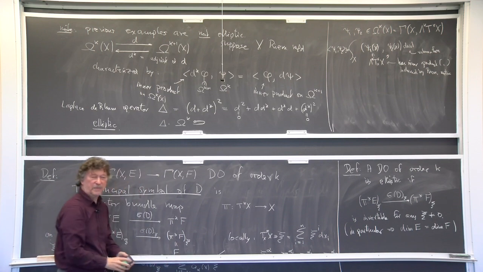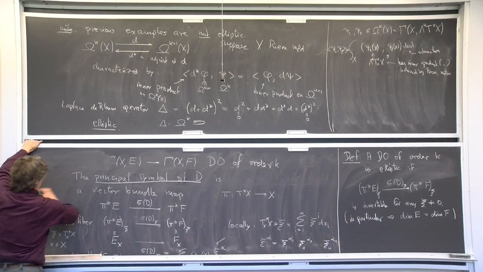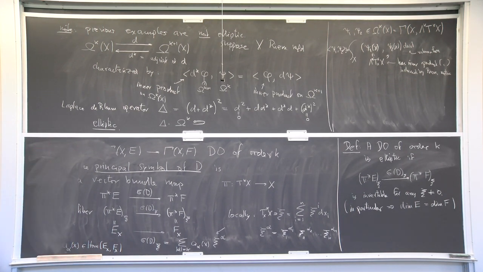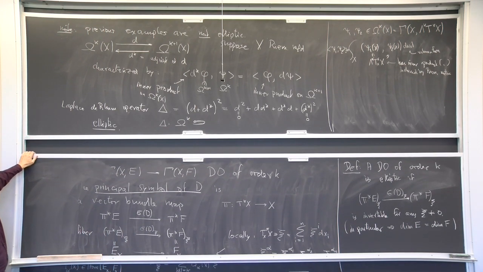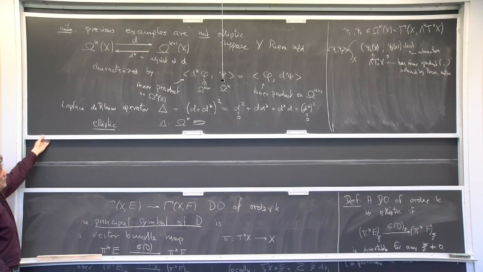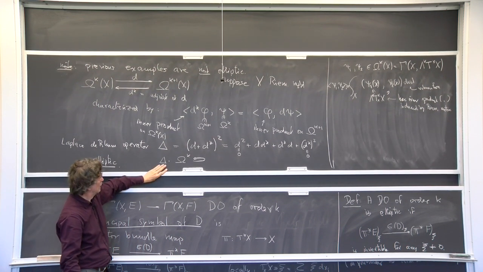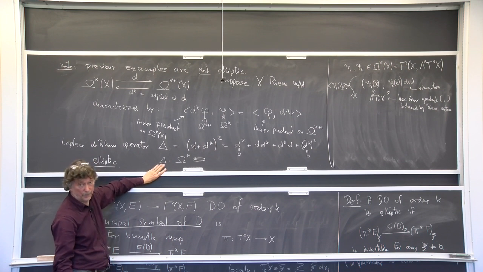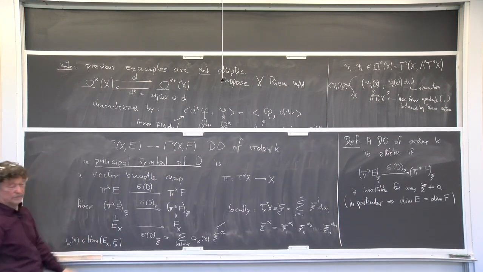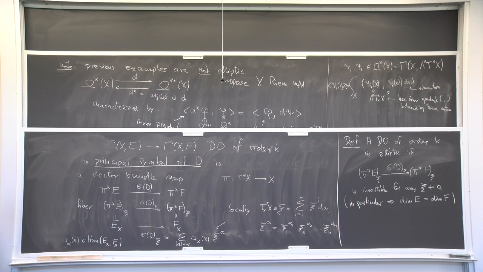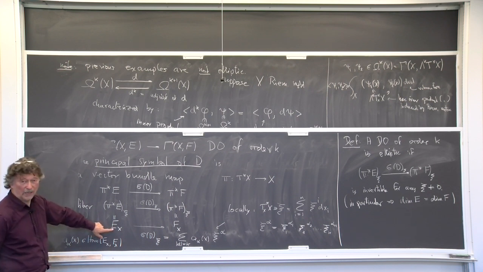Now, what's cool about elliptic operators? Why do we even talk about that? I'm confused about how sigma d psi is a map from the fiber EX to FX. So you're asking about this map here and the definition of this map?